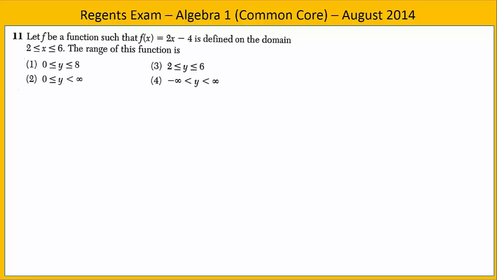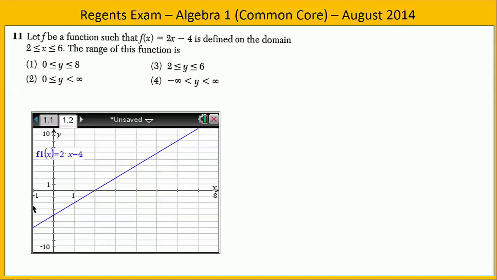In exercise 11, we're told that we have a function, f of x equals 2x minus 4, and it's defined over the domain with x being between 2 and 6 inclusive. Let's look at a graph. Here's the graph of the function f of x equals 2x minus 4. They say that the domain is from 2 to 6, and so we're interested in x values starting at 2 and ending at 6. What is the range?